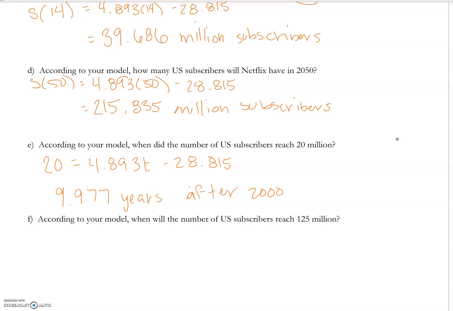Part F is very similar. We're also given a number of subscribers, 125 million. Again, I'll show you a different way to do this one. You pick whichever way you prefer. Instead of using my calculator this time, I'm just going to practice solving this linear equation, so getting t by itself. So I can add 28.815 to both sides. And then if I need my calculator, that's totally fine because I have it.